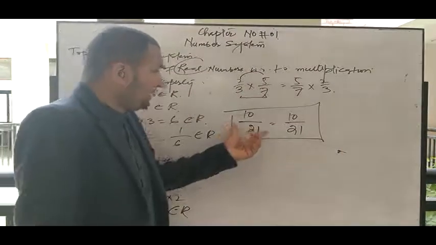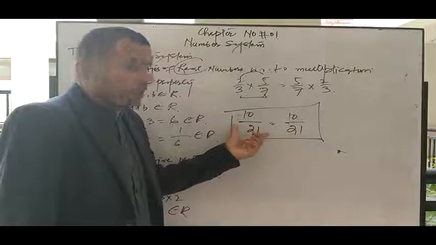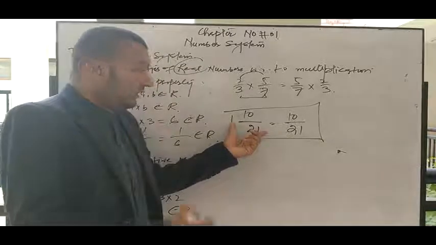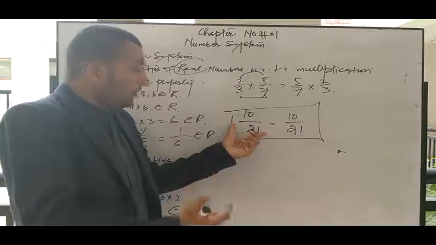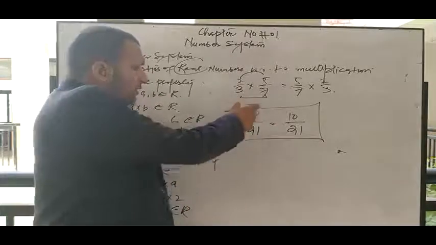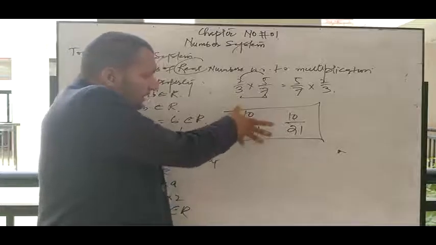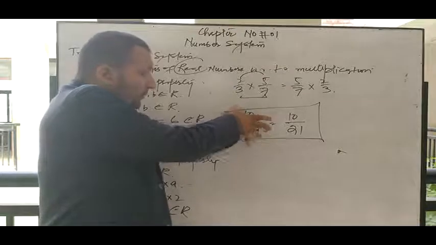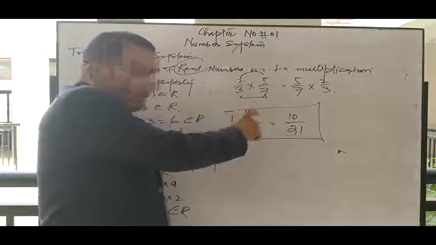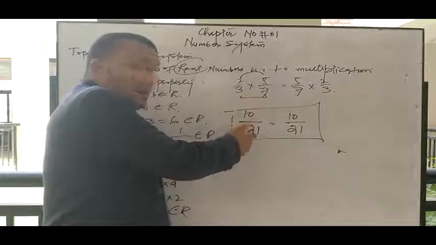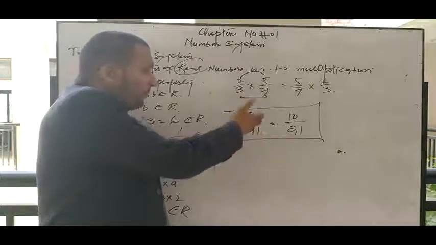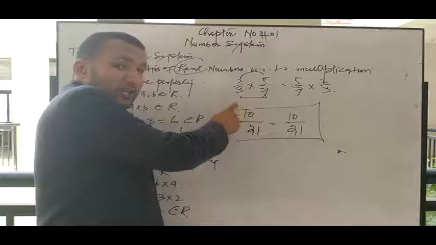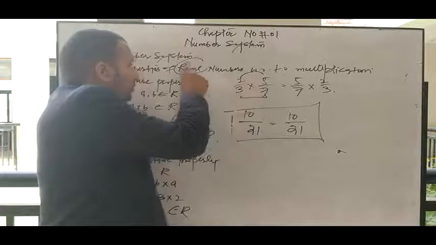In this condition 10 upon 21 belongs to fraction, belongs to integer, belongs to rational, belongs to real number. Means 10 is a rational, 21 is a rational. But in this condition the value is in p upon q form, means the part of fraction is a proper fraction, because the numerator is less than the denominator. The proper fraction shows the rational is in p upon q form, and rational shows the real number.